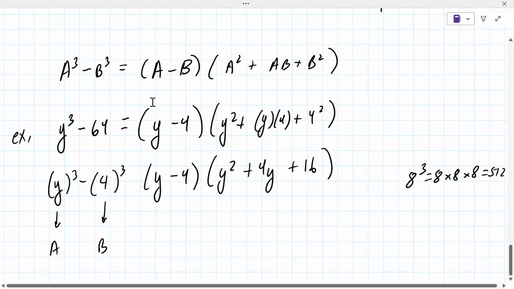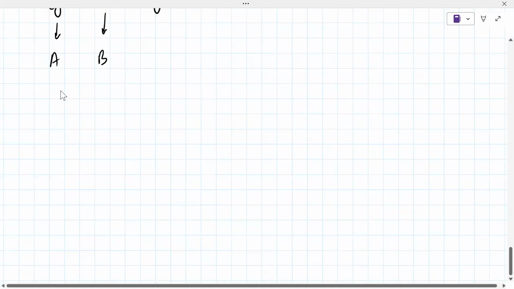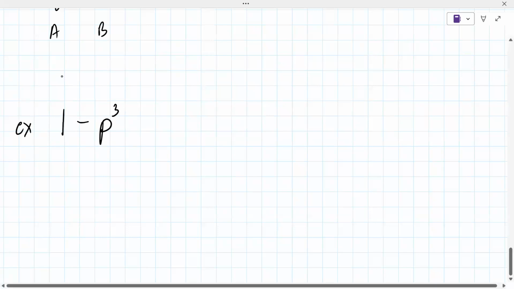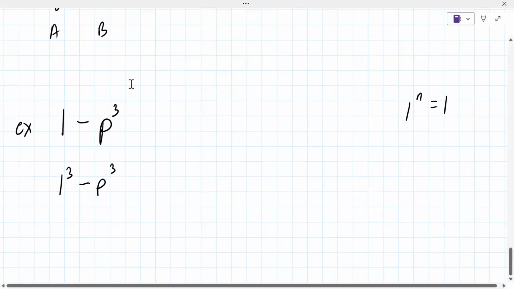All right, now let's do another example. It doesn't have to be that the variable always comes first. So in the next example here, let's do 1 minus p cubed. Sometimes it can look like it's not a difference of cubes. You're like, wait, what is this? But 1 to any power is always 1, so you can rewrite this as 1 cubed minus p cubed.